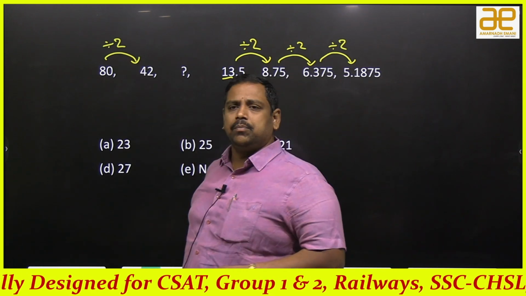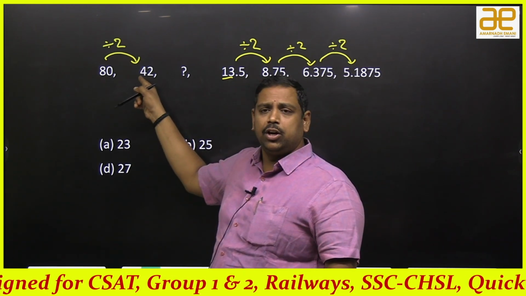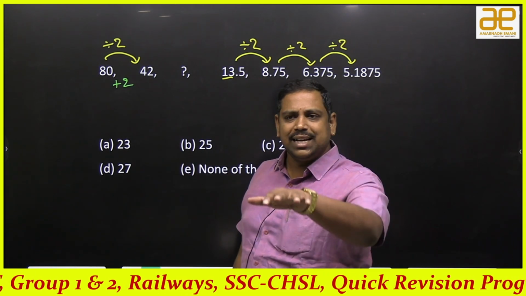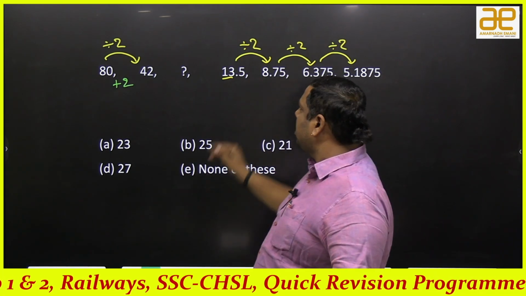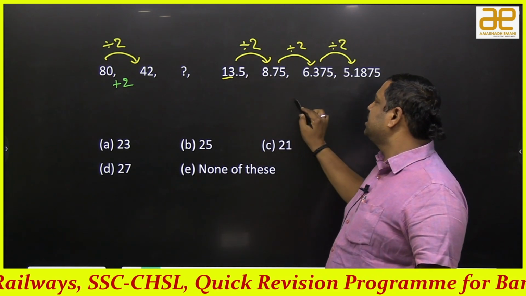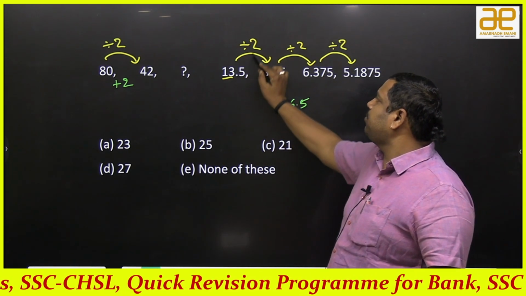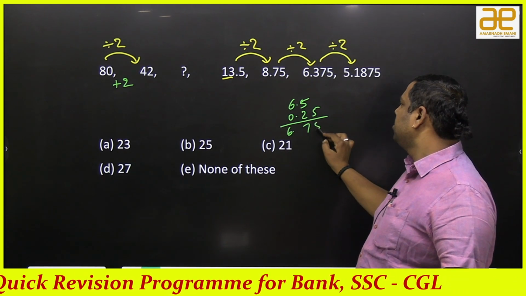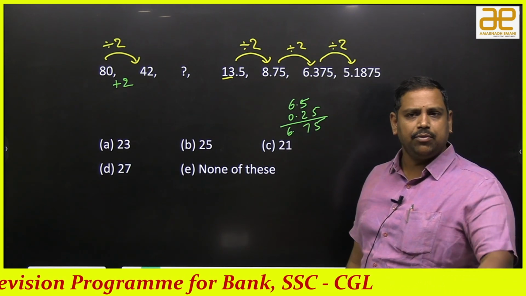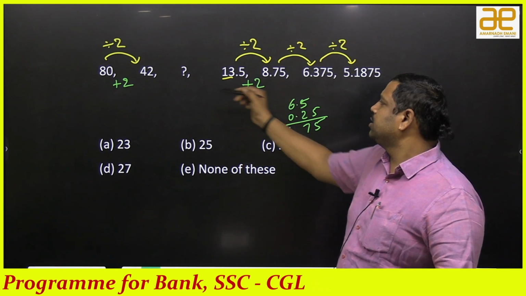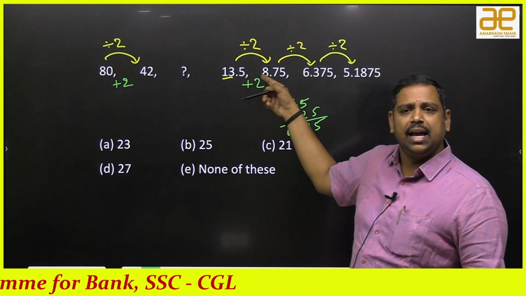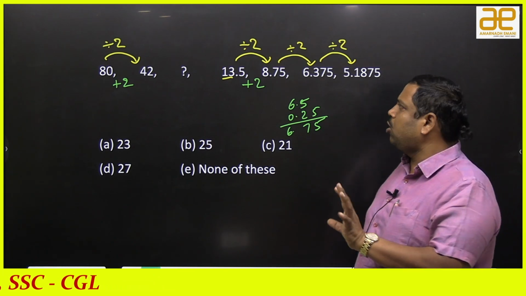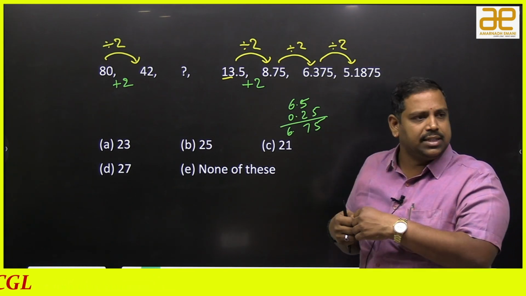80 by 2 is 40, but how much do we have? 42, means minus 2. Sorry, minus 2 or plus 2? Plus 2. So now the logic is divide by 2 plus 2. Now I will check here also. 13 by 2 is 6.5. 0.5 by 2 is 0.25. Altogether 6.75. But how much did he give? 8.75, means again plus 2. So divide by 2 plus 2, divide by 2 plus 2, means everywhere it might be there. I am not saying it will be there, because this is the logic I am assuming and I am trying to derive. Yes or no? Okay, good.